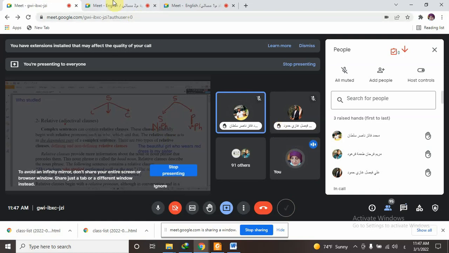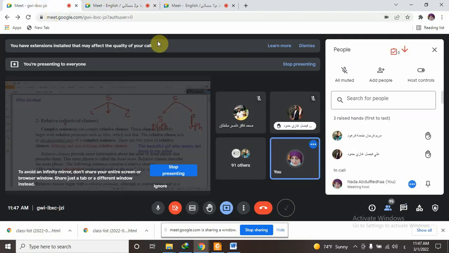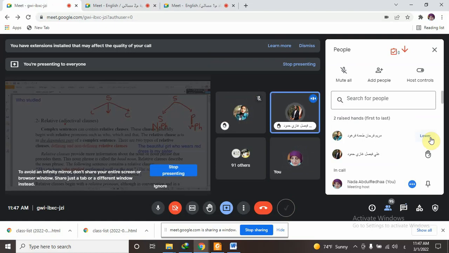Yes, let's see. Ali Faisal Ghazi. Yes. Good morning. I think it's a fragment. Why? Because it's not full meaning. Why is it not full meaning? Explain. I don't know the person who has studied. Not who studied. It's a fragment. Why is it a fragment? Why did we consider it a fragment here? I don't know the person who studied, so it's a fragment. No, not that. This is not the answer.